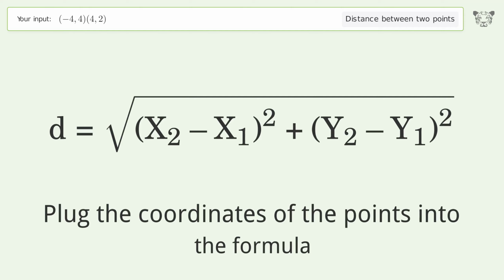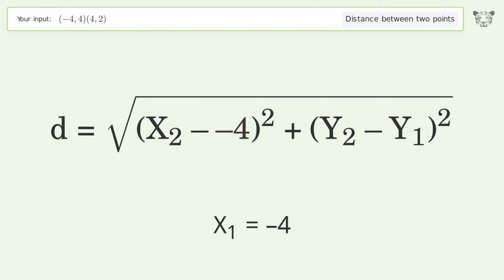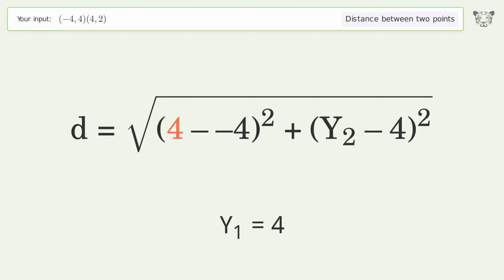Plug the coordinates of the points into the formula. x1 equals -4. x2 equals 4. y1 equals 4. y2 equals 2.